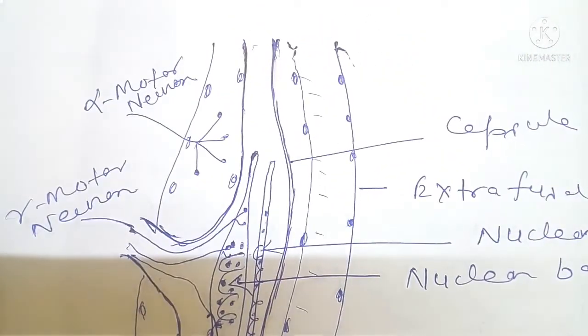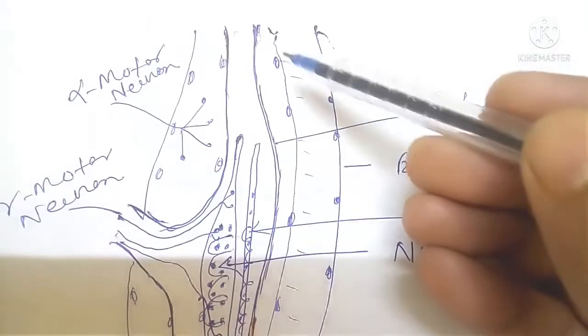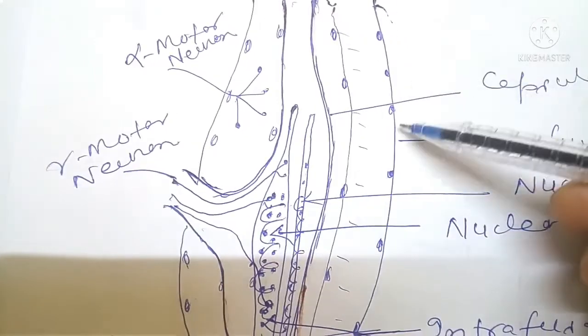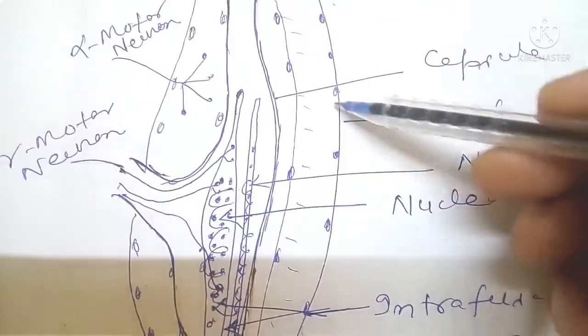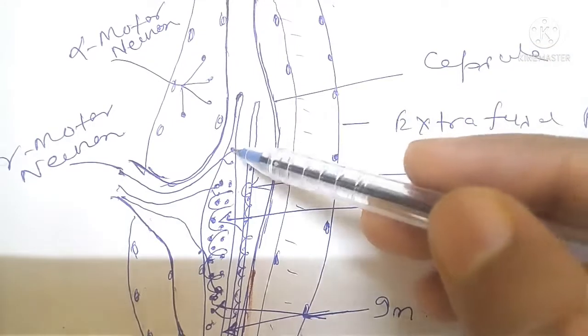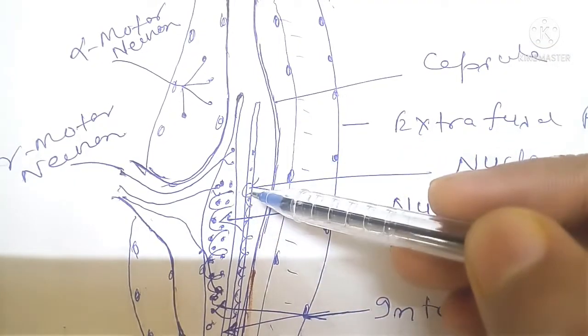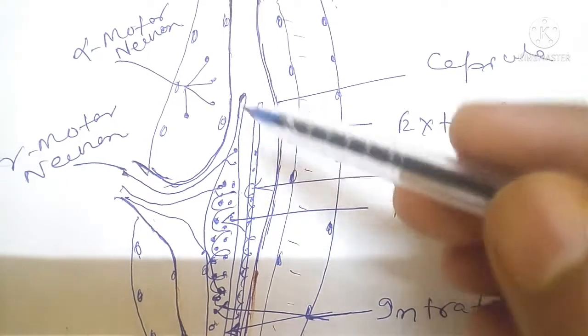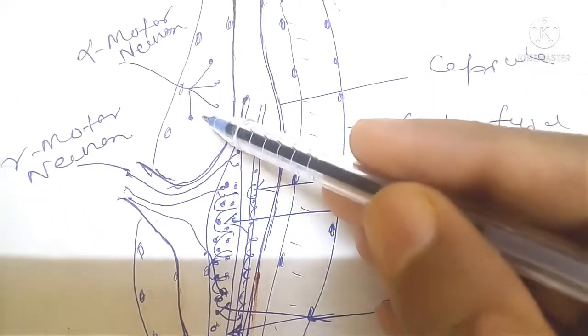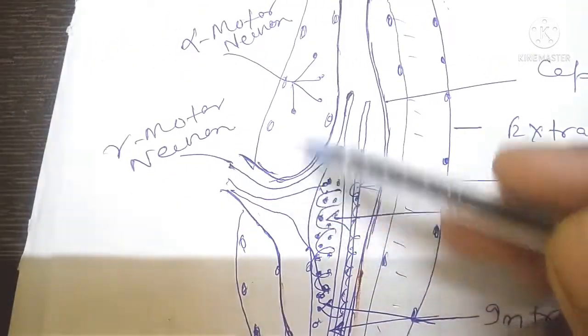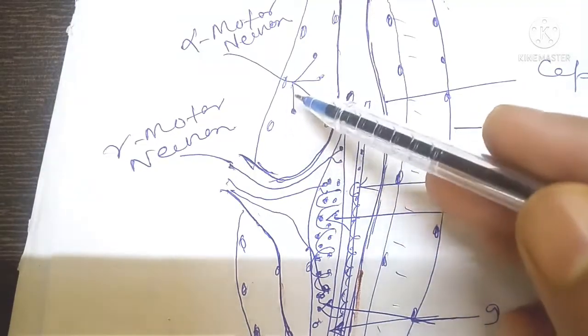I have shown this in the figure. This is the structure of the neuromuscular spindle, and this is the capsule. This is the extrafusal fiber. This is the capsule, and these two are the intrafusal fibers: one is the nuclear bag fiber, and the second is the nuclear chain fiber. The extrafusal fibers are innervated by the alpha motor neurons, and the intrafusal fibers are innervated by the gamma motor neurons.